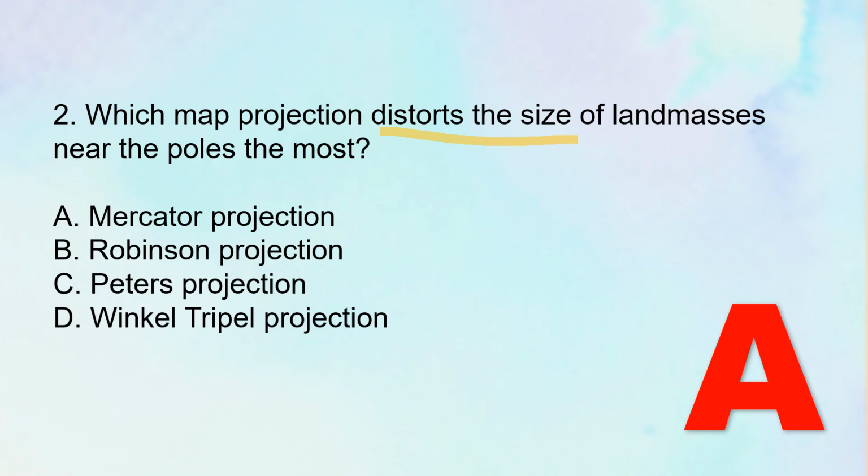Okay, let's discuss Robinson's projection. This one is a compromise that minimizes distortion. For letter C, Peters projection, this emphasizes accurate area but distorts shapes. Winkel-Tripel projection also balances distortion but does not exaggerate polar areas like Mercator does. So letter A is the best answer.